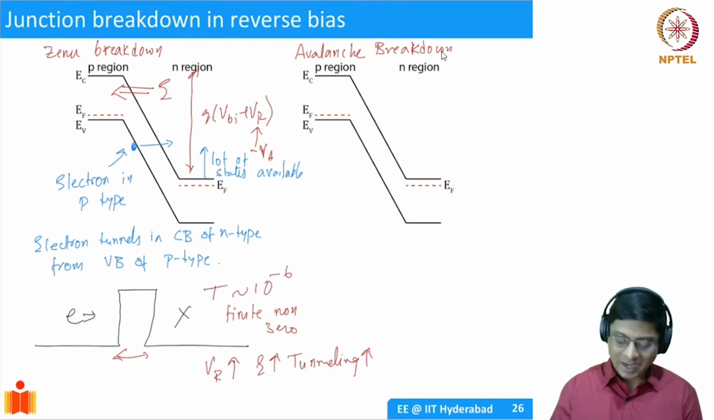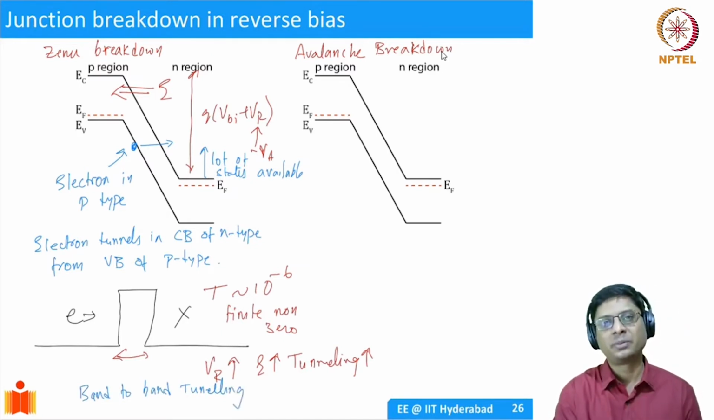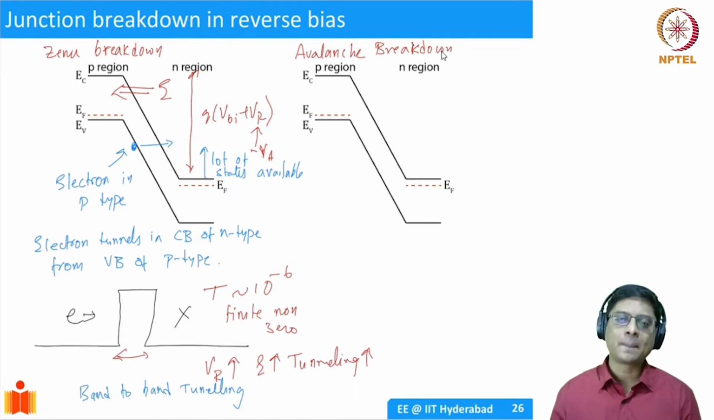We also call it band-to-band tunneling. Just a fancy name for saying that the electron goes from the valence band of the p-type to the conduction band of the n-type. That's band-to-band tunneling. So this is Zener breakdown.